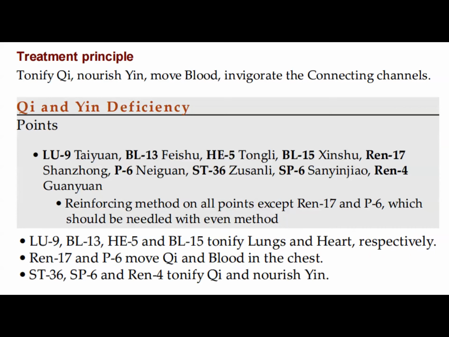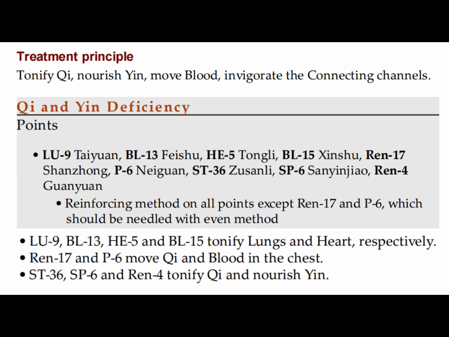Treatment principle: tonify Qi, nourish Yin, move blood, invigorate connecting channels. Points: Lung 9, Bladder 13, Heart 5, Bladder 15, Ren 17, Pericardium 6, Stomach 36, Spleen 6, Ren 4, all reinforcing, except for Ren 17 and Pericardium 6, which should be needled with even method.